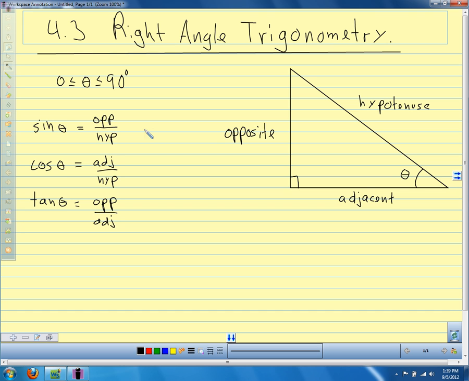Now we're going to define what we call our cofunctions. Our cofunctions are the reciprocals of these. So our reciprocal of the sine is called the cosecant. Cosecant of theta is the hypotenuse over the opposite. Our secant is the hypotenuse over the adjacent. And the cotangent is the adjacent over hypotenuse.